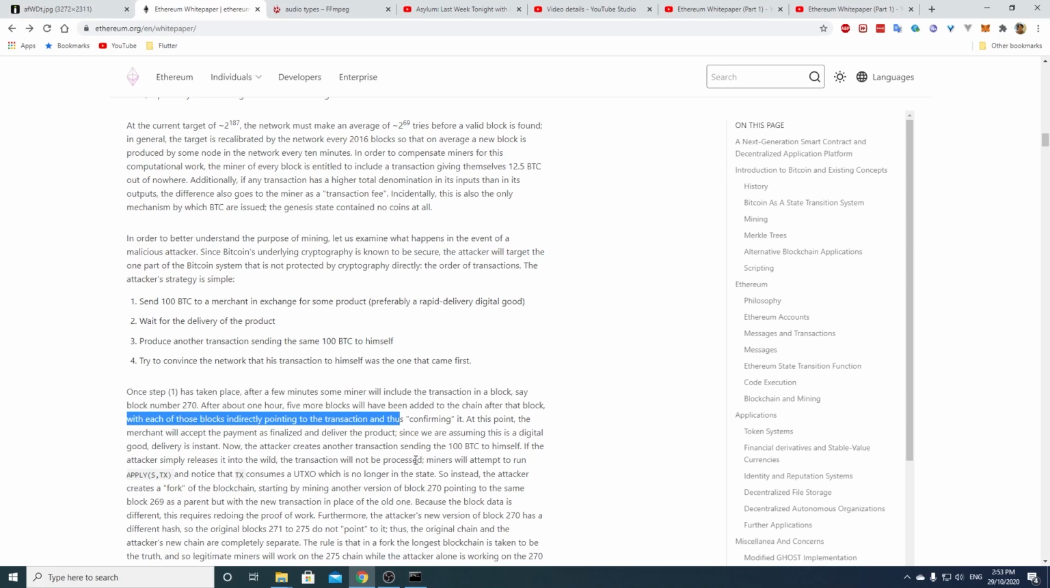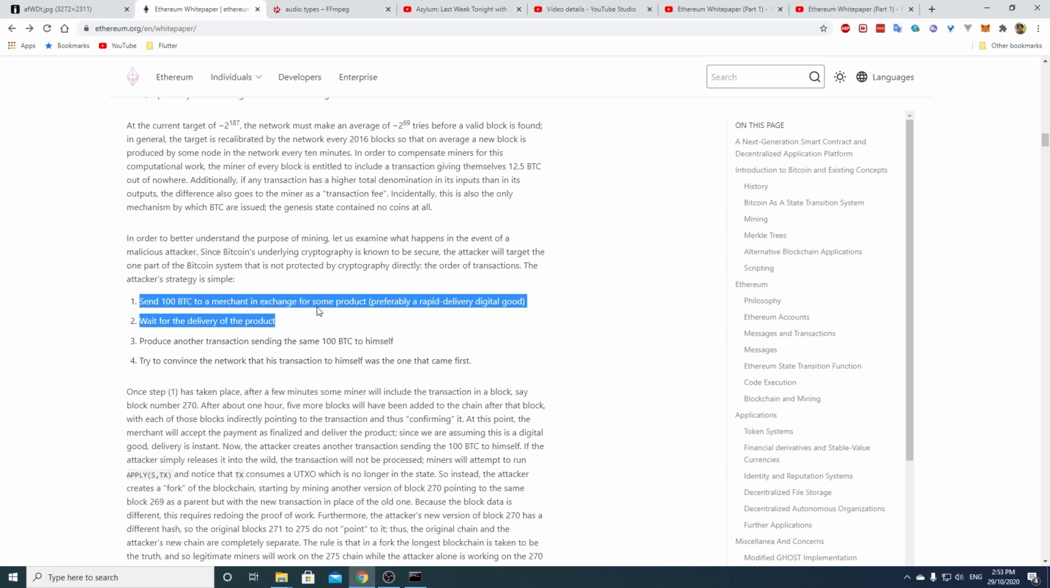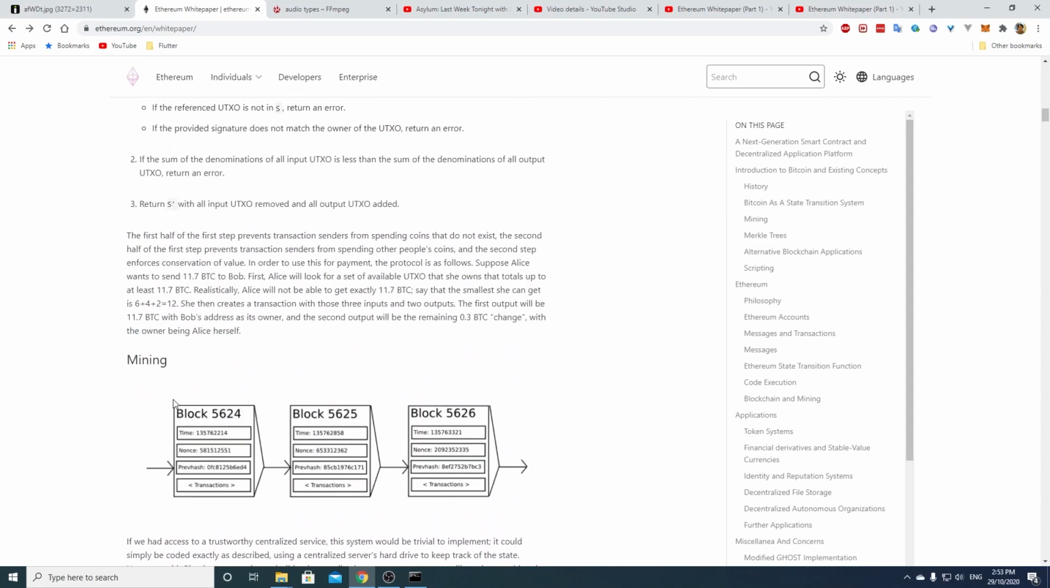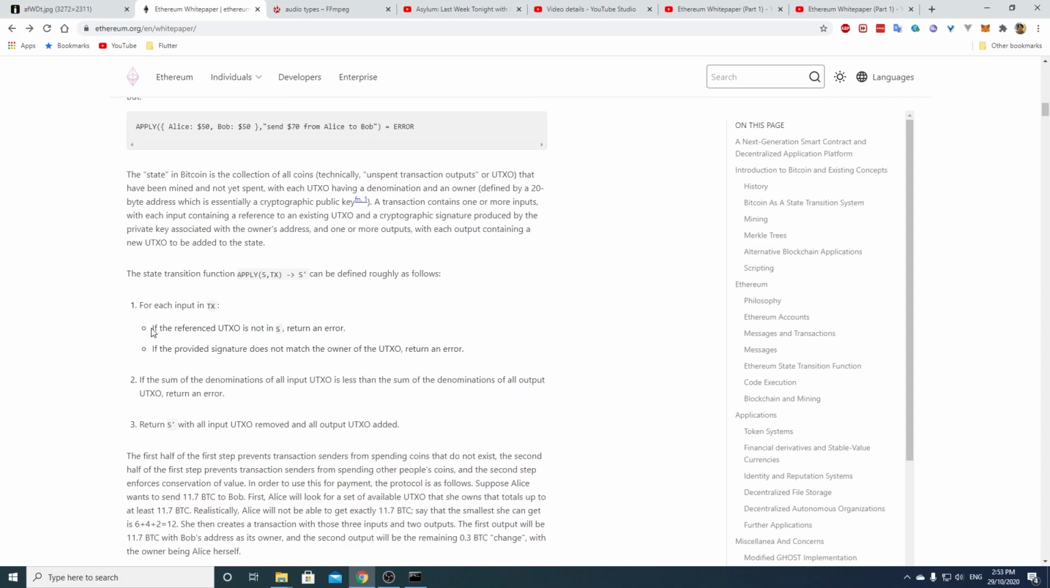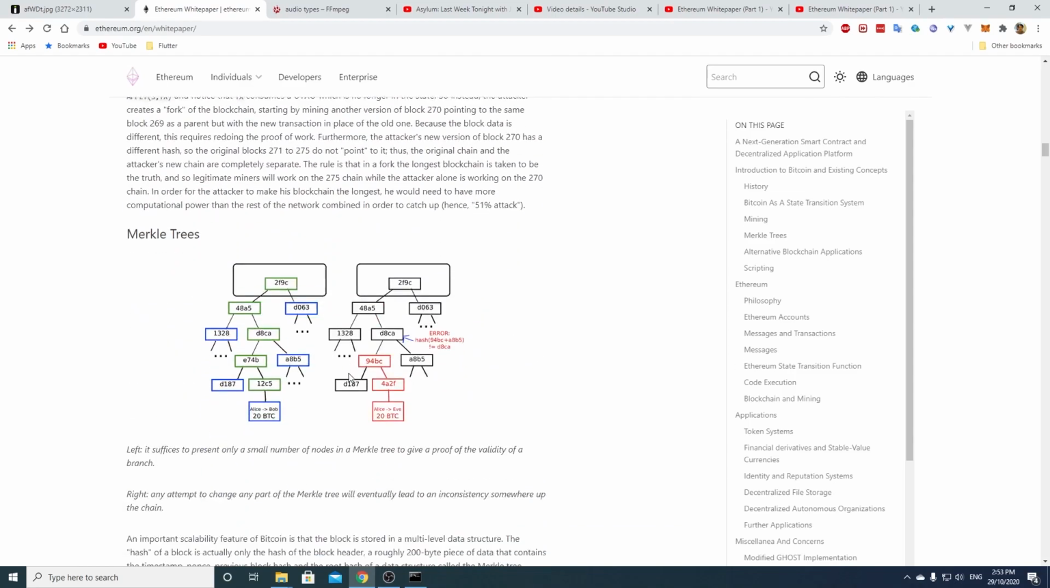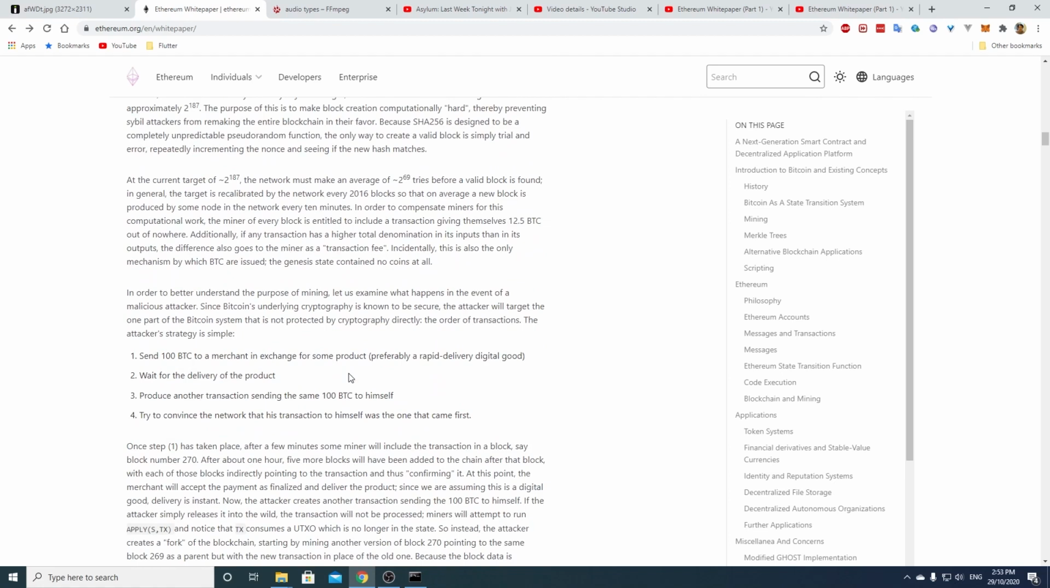Because the transaction is double spending the UTXO. The UTXO was spent on transaction 1, and therefore has been removed from the set. So the second transaction comes and will fail because of the rule here: if the referenced UTXO is not in the set, return an error. Right? So this will return an error. Oopsie daisy.